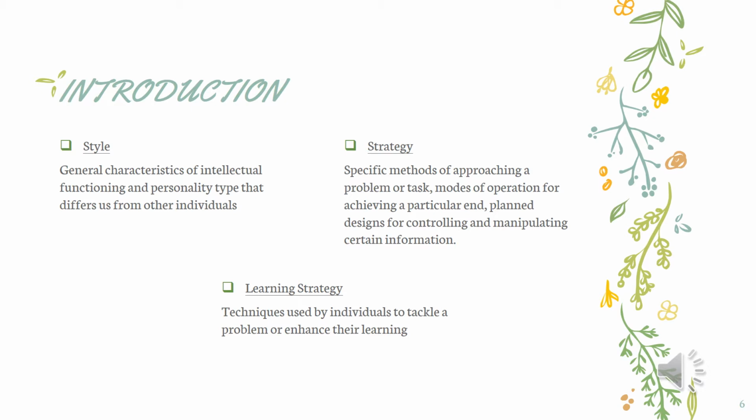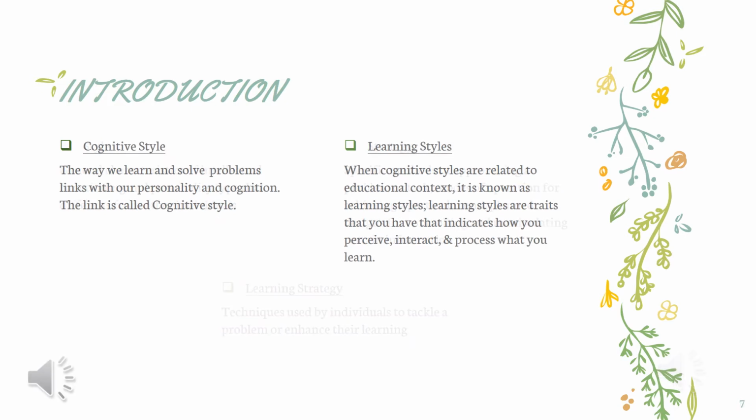Learning strategy: techniques used by individuals to tackle a problem or enhance their learning. Cognitive style: the way we learn and solve problems, linked with our personality and cognition. The link is called cognitive style. Learning style: when cognitive styles are related to educational context, it is known as learning style. Learning styles are traits that you have that indicate how you perceive, interact, and process what you learn.